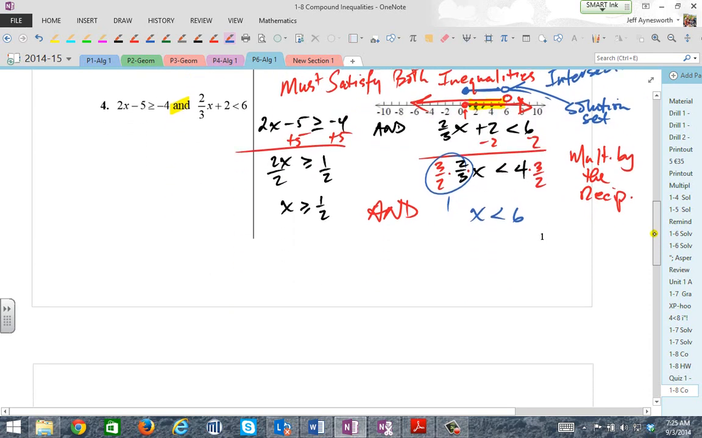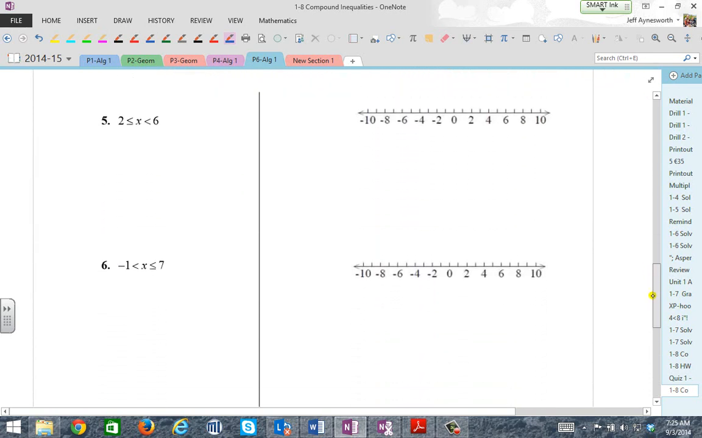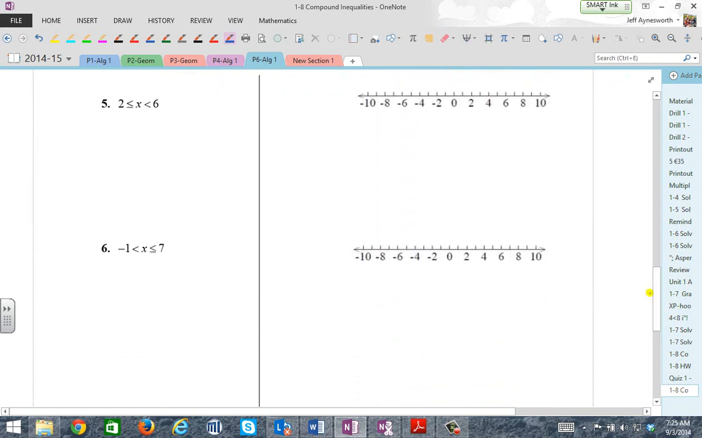Now on the back side, number 5, these are also compound inequalities, but they're written in a little bit different way. It's actually 2 parts. We've got this part here: 2 is less than or equal to x, and the second part's right here, x is less than 6.